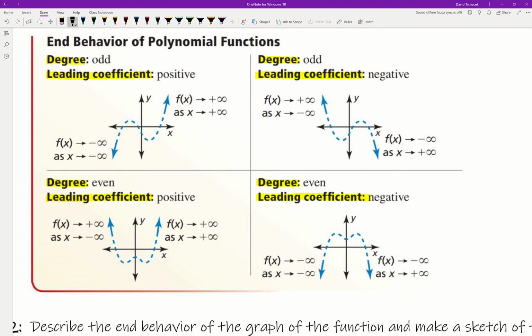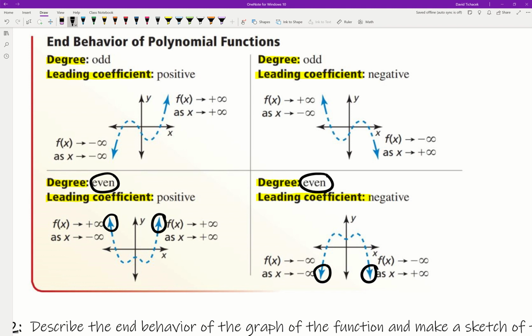And so the easy way to remember this is I want you to first look at the situation where you have two ends that both point in the same direction. Maybe the ones that I circled there that both point up, or maybe the ones that I circled down here that both point down, okay? If your end behavior points in the same direction on both ends, then that means that your degree is going to be an even number, okay?